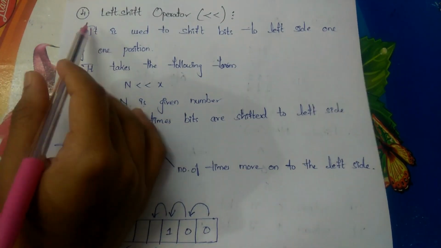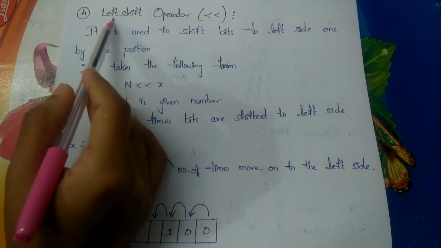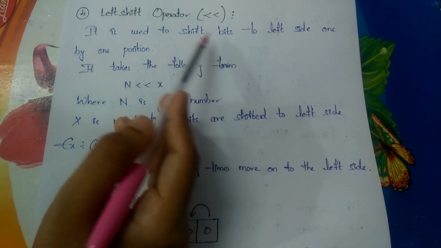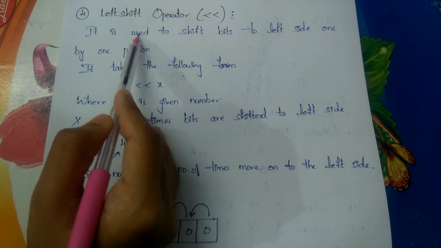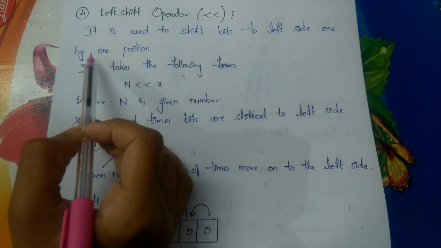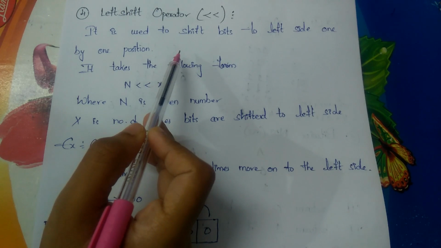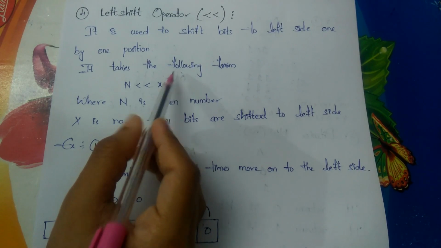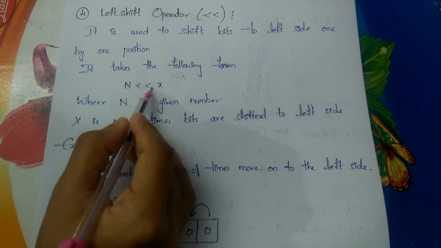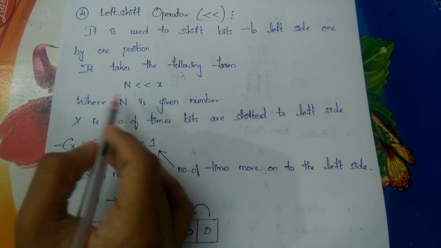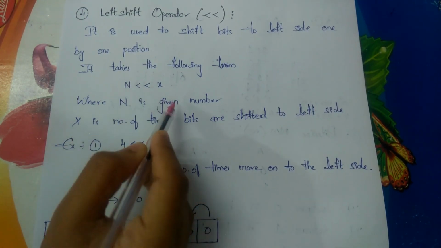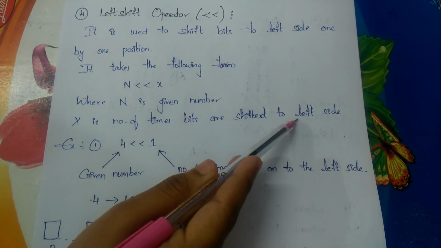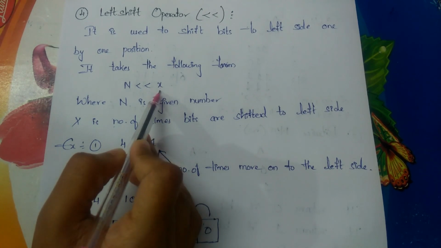Now the fourth bitwise operator is the left shift operator, which is represented as two less-than symbols. Now let's discuss this operator. It is used to shift the bits to the left side by some number of positions, and it takes the following form: n, the left shift operator, then x, where n is the given number and x is the number of times the bits are shifted to the left side.